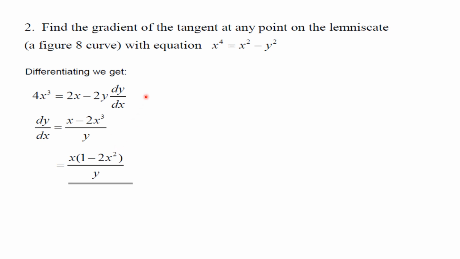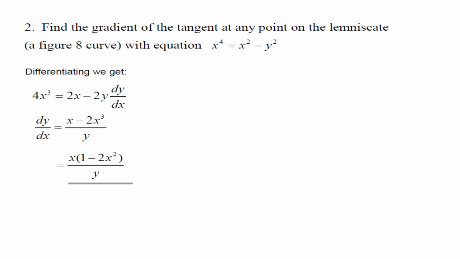And then next, you need to make dy dx the subject of the equation. So it will become 4x cubed minus 2x over negative 2y. When you simplify, you will arrive at this value. Therefore, when you simplify further and bring the x out, you will get this. So this is to find the gradient of the tangent. No specific value, just dy dx in terms of x and y.